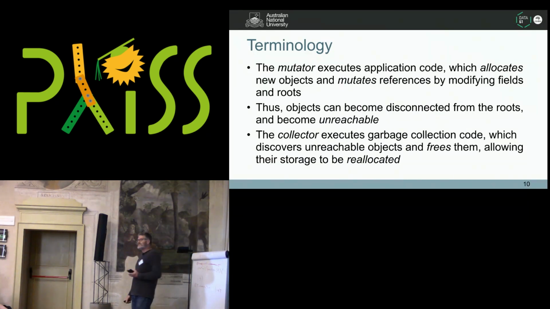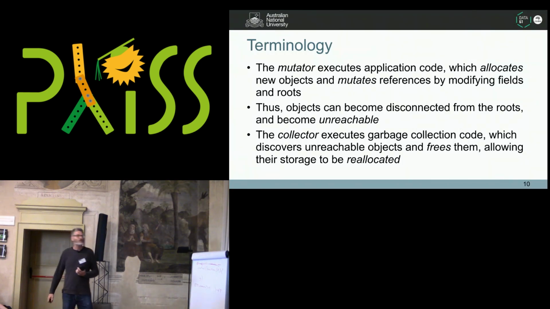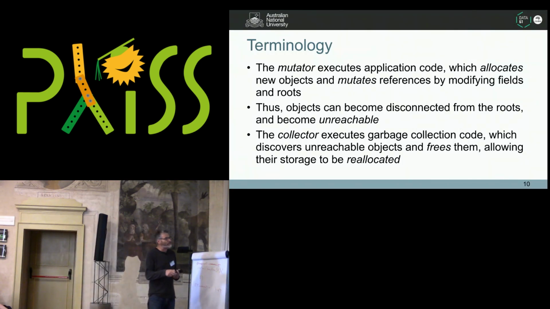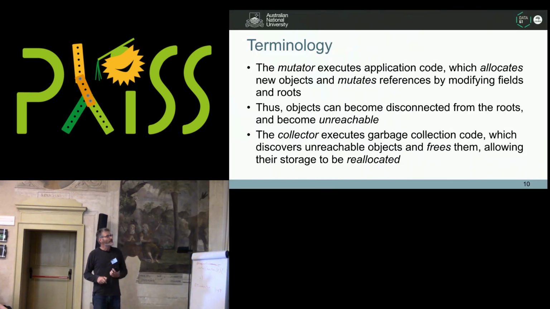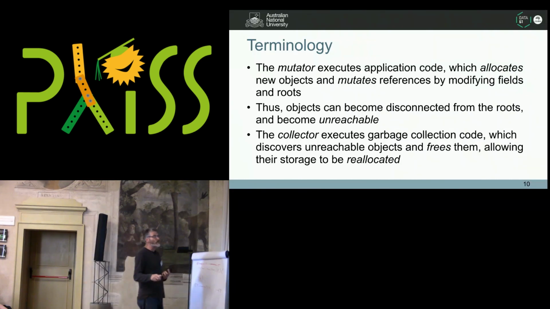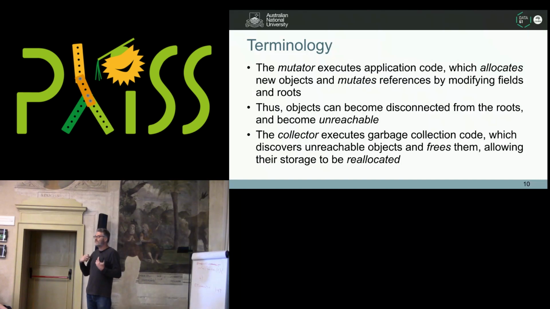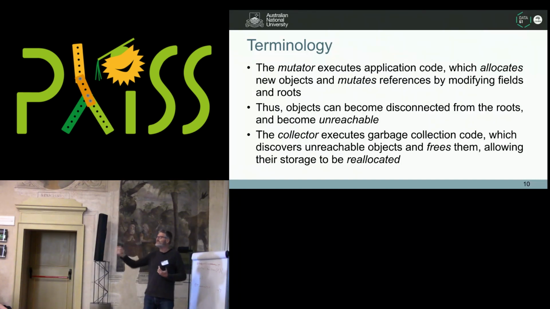Another thing we'll talk about is the distinction between what's known as the mutator, that is the actor or the program that's working on the heap that executes the application code and which is performing the allocation of new objects, and mutating the references of objects in the heap by modifying the fields and the roots. So there are two places where the mutator is going to be able to act. It's going to be able to load references from the heap into its roots, and also change or store references back into fields in the objects within the heap.